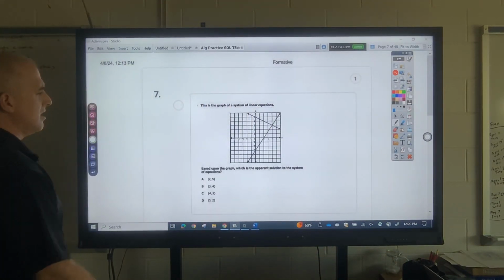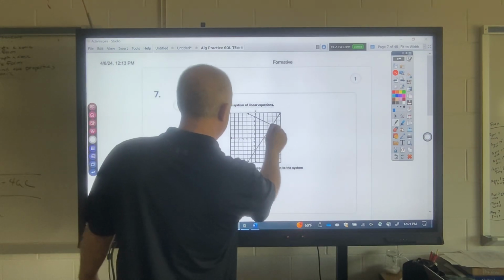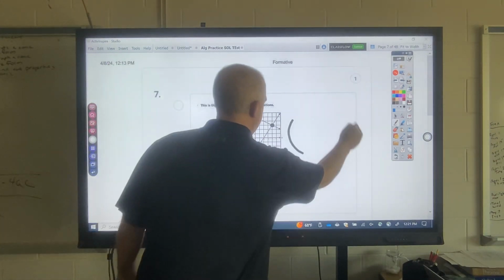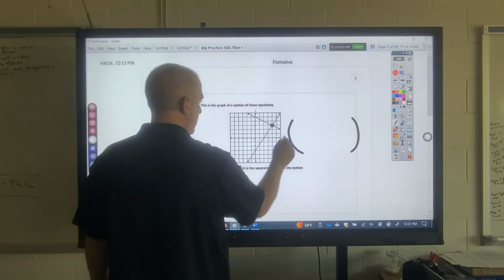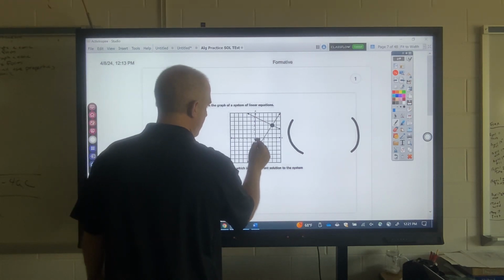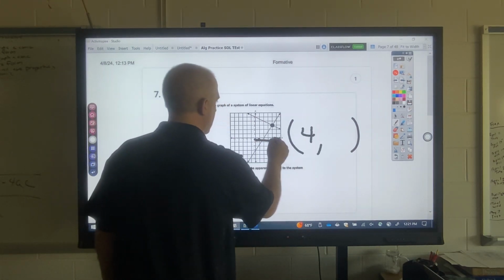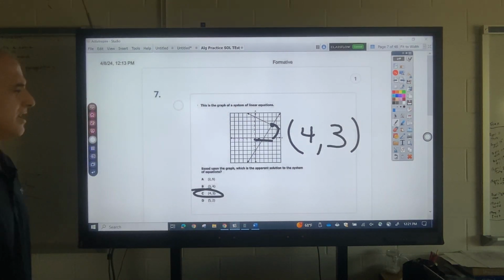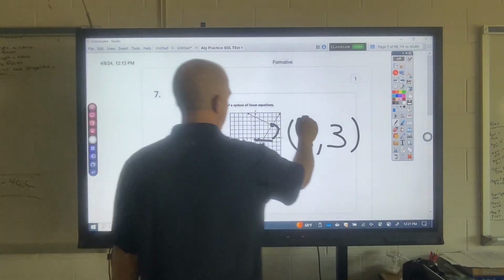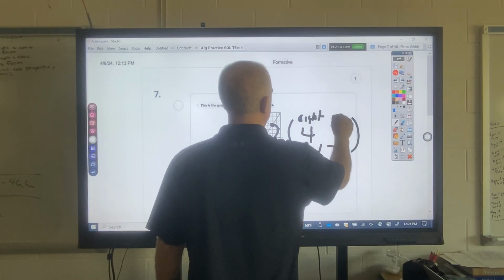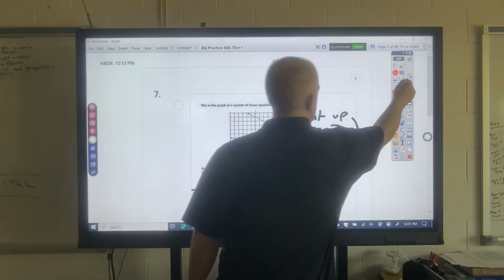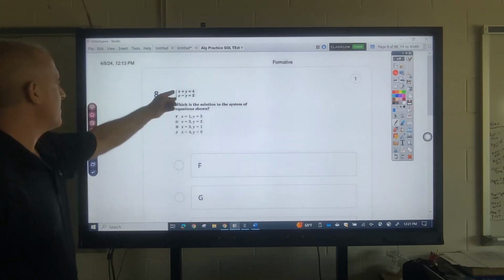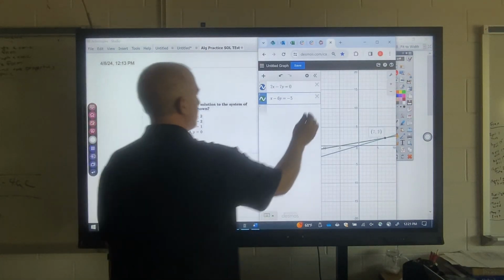Question 7, what's that answer? That's going to be right there. How do I get that? I start in the center. I go 4 over, and then 3 up. So 4 over 3, right, up. Same thing here, 2 lines, where does it cross?